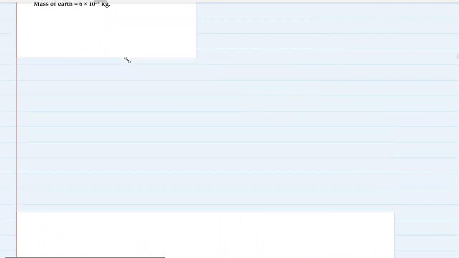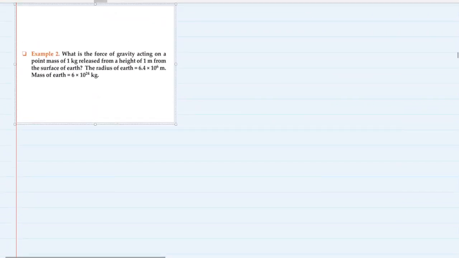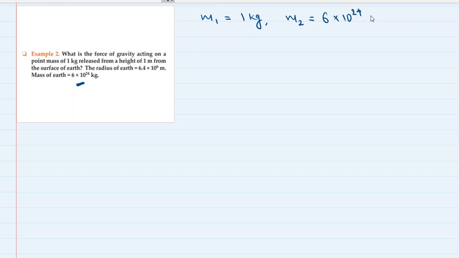Next question. What is the force of gravity acting on a point mass of 1 kilogram released from a height of 1 meter from the surface of Earth? Here one body has the mass of 1 kilogram. The other body is the Earth itself. The mass of Earth is given in the question. They are giving you this information: 6 into 10 raised to 24 kg. This is the approximate mass of Earth.